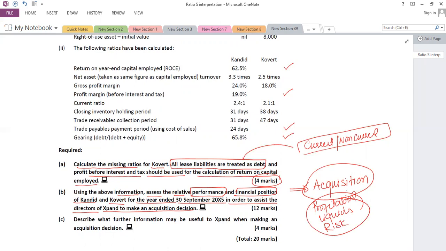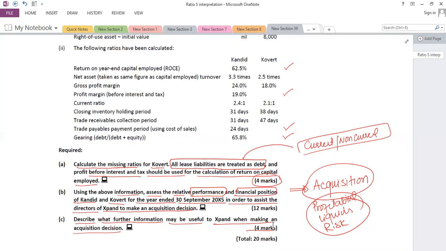In the last part, it says: describe what further information may be useful in order to decide the acquisition decision. Because obviously, from just a single financial statement, a 1 year financial statement, you can't conclude. You need some extra information. You need some non-financial information. So you have to write something for this 4-mark question.